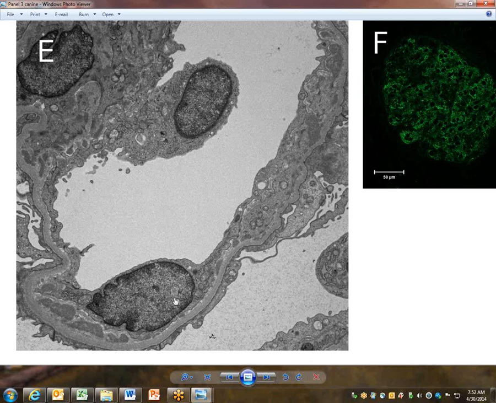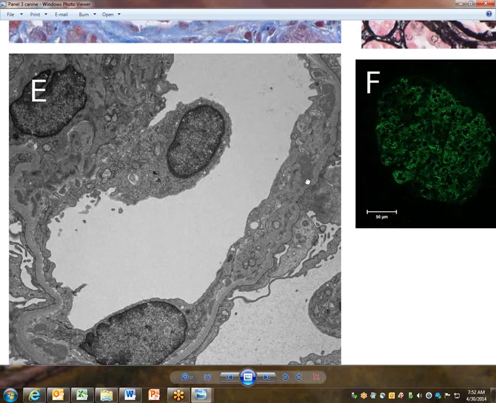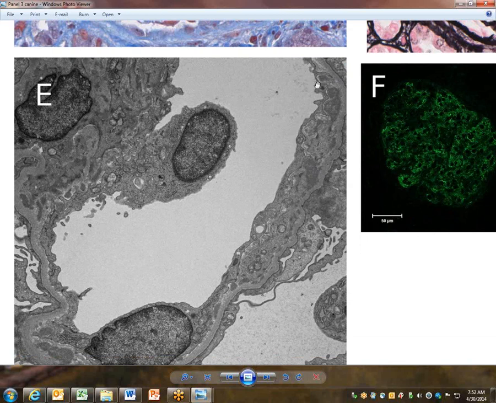But we have some reactive change here. Now there's an endothelial cell out in the periphery, or maybe even a mesangial cell. You can't tell them apart by EM per se. But there is some cellular interpositioning in the capillary wall. This is about as close to a pure subendothelial deposit as you can get.